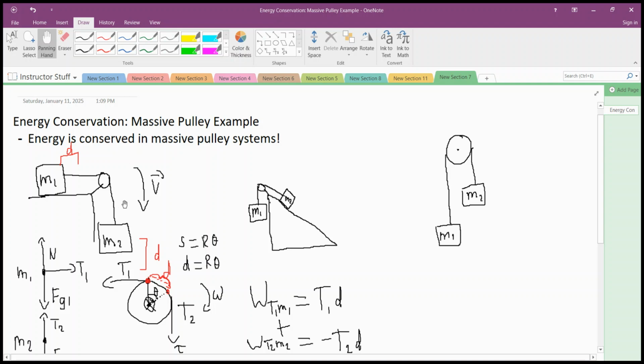And you can see from this argument, and I'll leave it as an exercise for you, it'll be true for any pulley system that you will encounter. So let's now run through an example of using energy conservation to solve a problem with a massive pulley system.